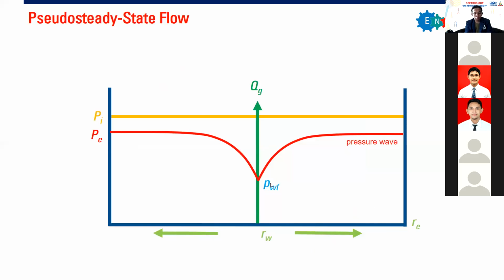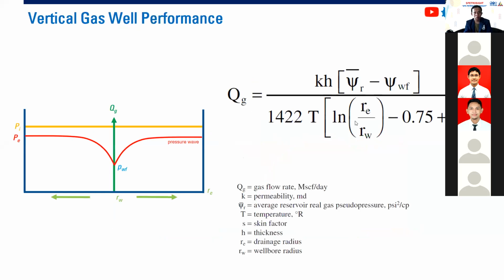If you have your well producing at QG, the gas flow rate, we start with initial reservoir pressure. This is the external pressure. We produce, we create drawdown, and then we have bottom hole flowing pressure here. So the pressure trend will be like this. If we reach pseudo steady state flow, we have boundaries. The radius of the reservoir is RE. This is the radius of our well bore. If we reach this condition, then we can calculate our gas flow rate.